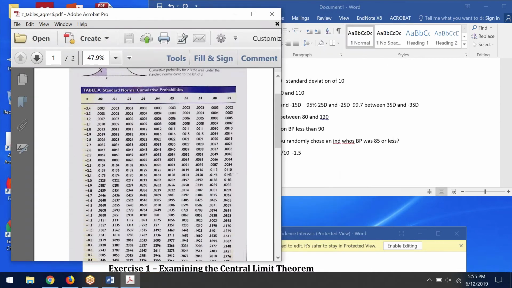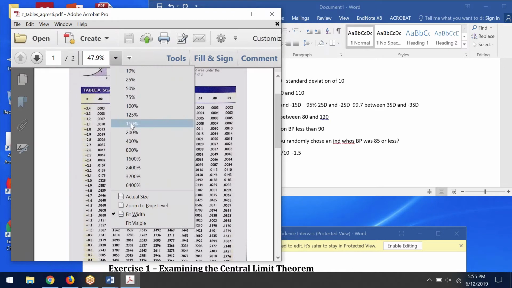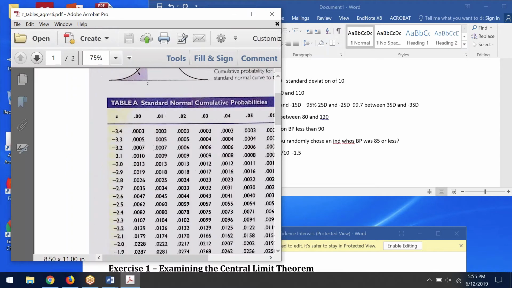I don't know why it's doing that. Okay, good. But let's see if I can explode this up just a little bit more. How about 75%? Yeah, I think that'll do for now.